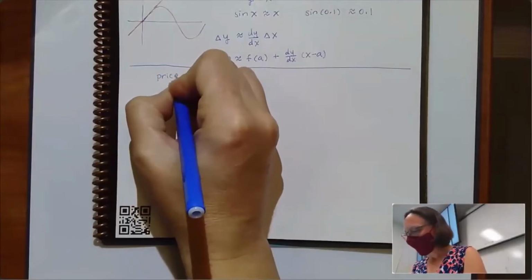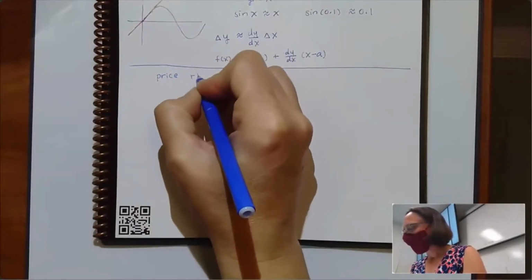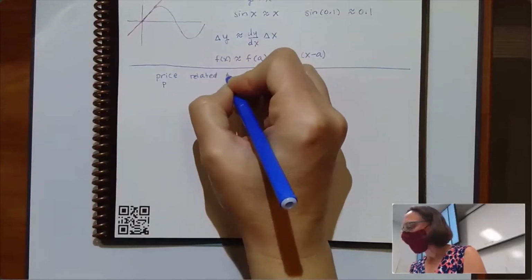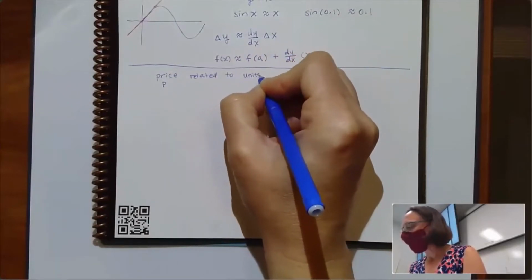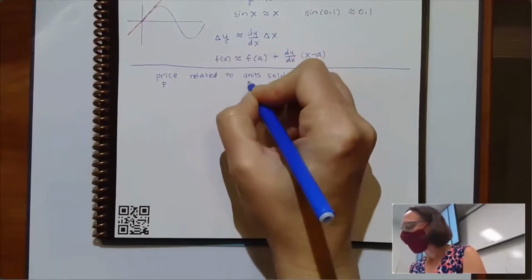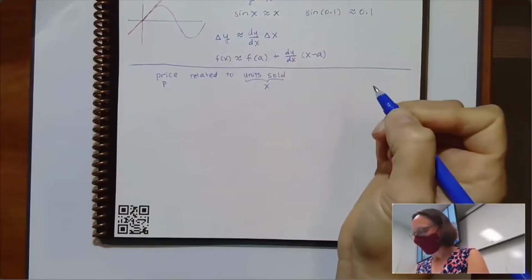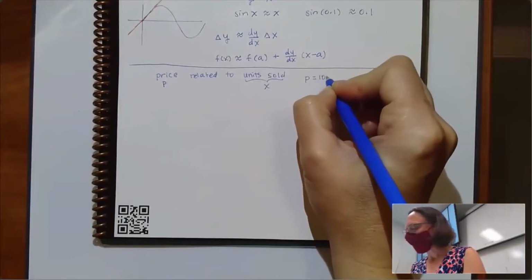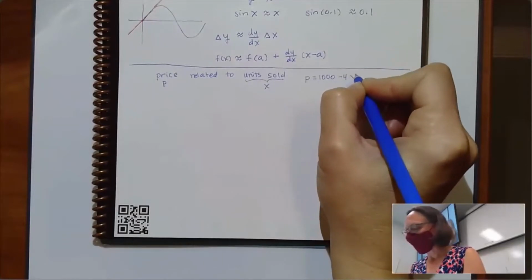Price, our price P related to units sold, which is X, was given as price is equal to 1,000 minus 4X.